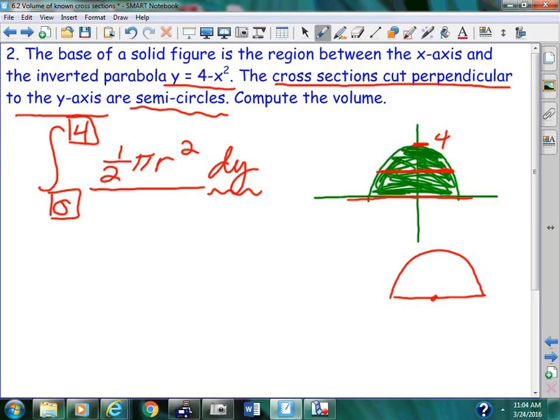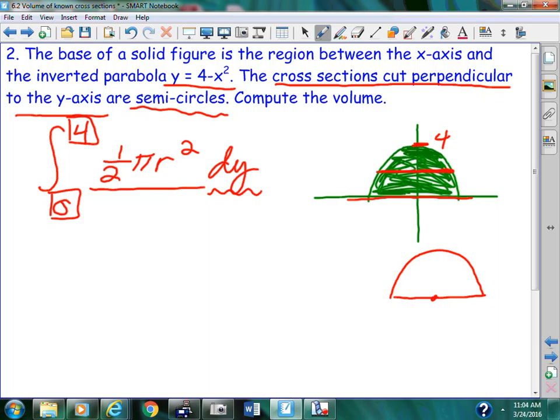Now from here, I'm not done because 1/2 and pi are numerals. I don't have to worry about those, but r is a variable, and it's a different variable from this y over here. The dy tells me that that r has got to get in terms of the variable y. So let's talk about how to make that happen.